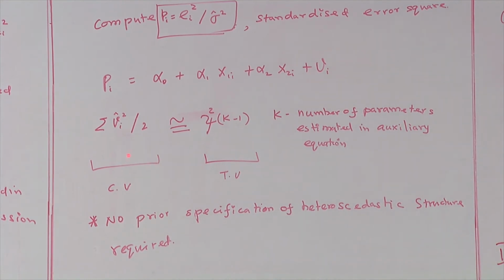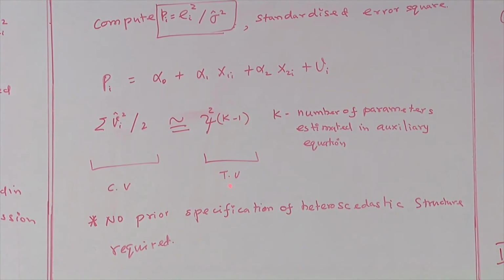So, we can compute the calculated value using this, and from the chi-square table, we can find the table value corresponding to the level of significance. So, comparing these two, we can confirm the presence of heteroscedasticity problem if the calculated value is more than the table value.